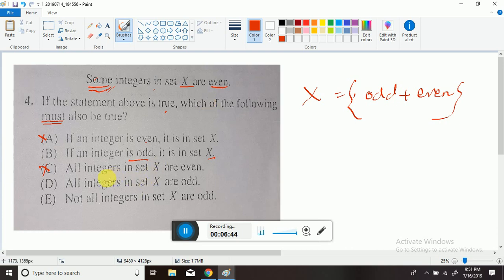Now let us see: not all integers in set X are odd. Not all integers in set X are odd means integers are there, but not all are odd, because some integers in set X are even. So option E is the correct option. Please be very careful with this type of problem, because the question statement has not talked about the odd. But not all integers in set X are odd means some are even. Even if all others are odd and only two are even, it is correct. But the other statements are not clearly supported by the above statement, because of the word some. So option E is our correct answer.